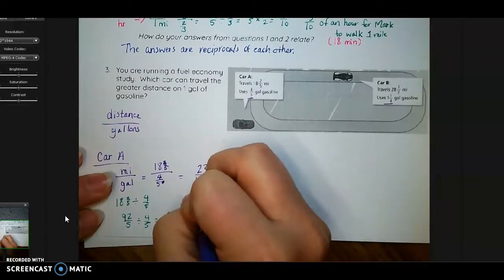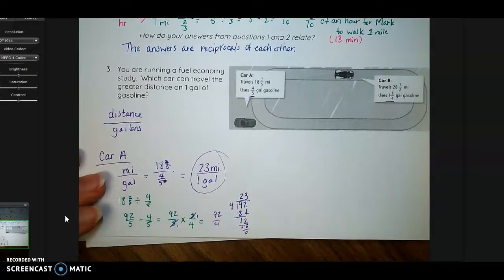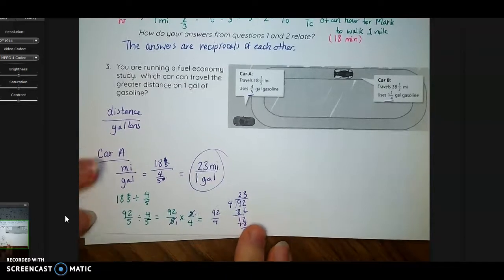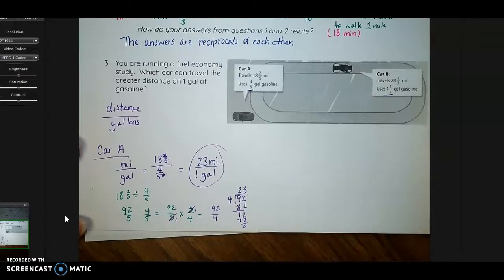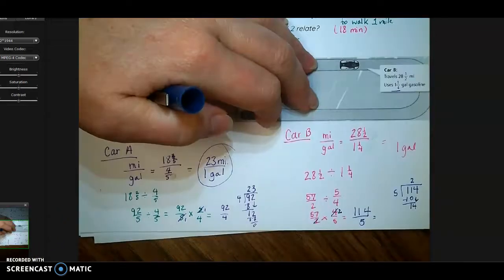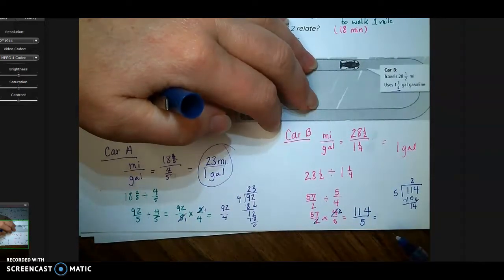So that means that car A can go 23 miles on 1 gallon of gas. So now I need to look at car B so that I can then compare them. I want you to pause this. I want you to try car B on your own, and then I want you to turn it back on and see if you got it right. If you're still really struggling, go ahead, hit the pause, try it out, and then come back and look at it. I would go ahead and pause this and look at what I've done so far.